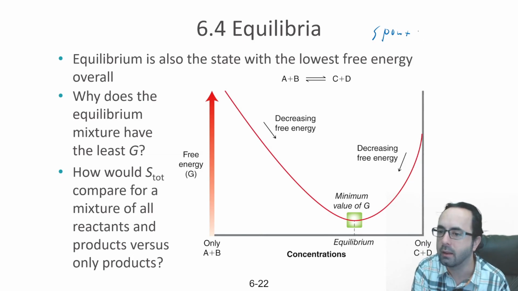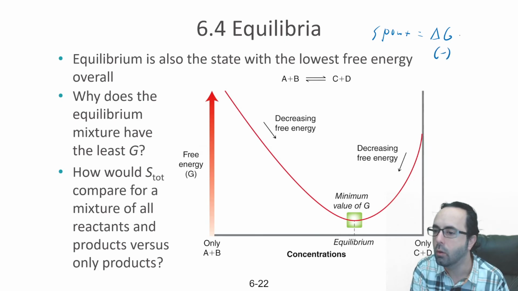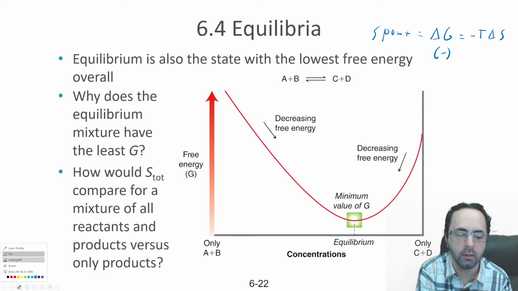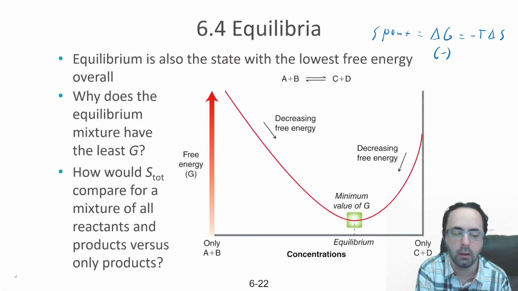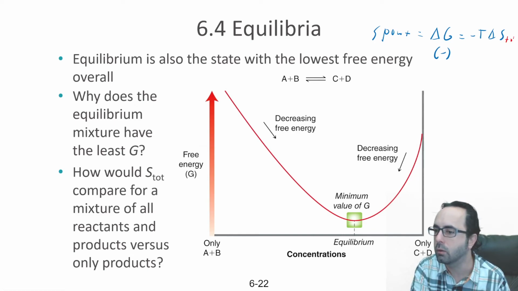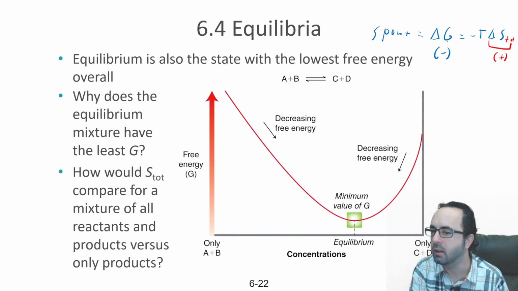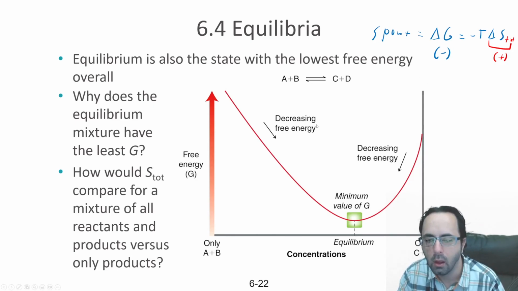Spontaneous. Again, going back, delta G is negative, or that's the same thing as saying minus T delta S, the delta S part, is positive. Delta S of the universe, or delta S total, is positive. That means delta G is negative. So we can see that delta G is negative along the whole course of the reaction as long as we have a certain amount of A and B.